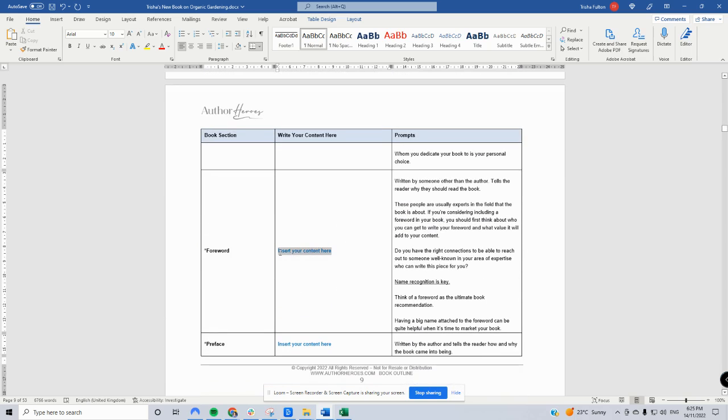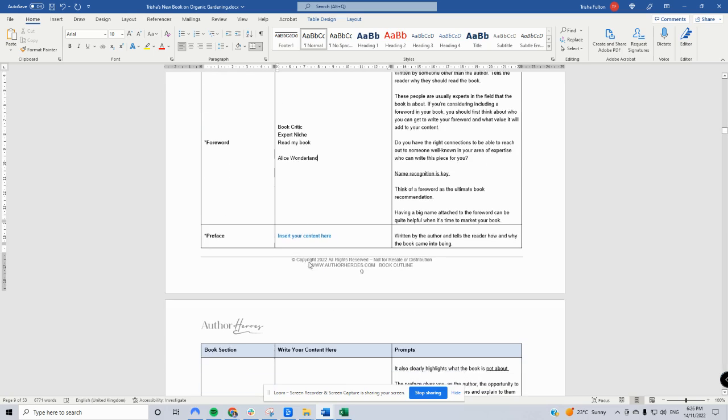This is where you would get someone else to write it. So I might ask someone who knows me really well or I've done work for, or perhaps they're a book critic, or someone who's an expert in the niche that I'm in that has read my book. So that person is Alice.